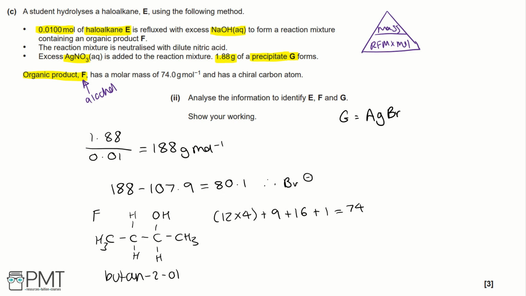So then if we look at E, well, E is when we are replacing the OH with our halogen, and we worked out in the first bit that our halogen is bromine. So E is going to be the same carbon backbone, so 4 carbons, and then we're going to have 2 hydrogens, hydrogen here, and then a bromine for E. For this question, to get your 3 marks, you get a mark for identifying each compound correctly. So a mark for E, a mark for F, and a mark for G.